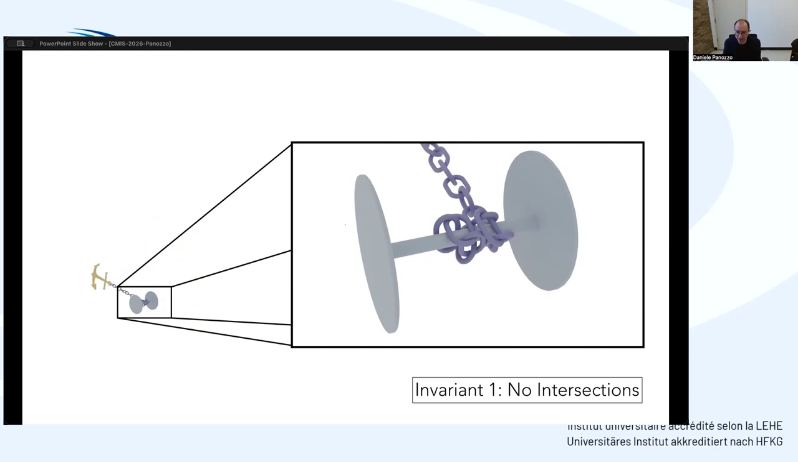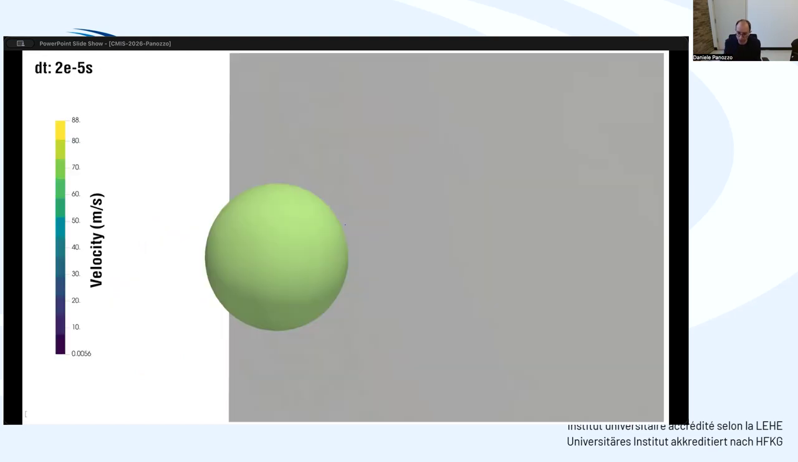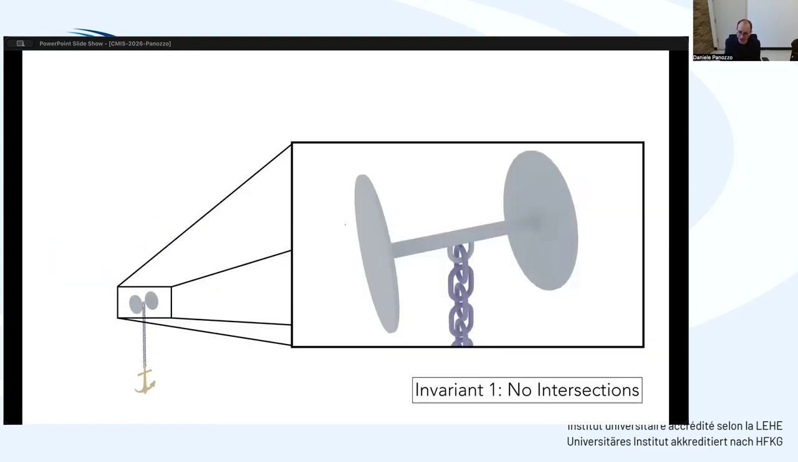So one guarantee is no intersection no matter what. So the initial state has to be intersection-free. The final state is of course intersection-free. And not only this, but also the entire trajectory in solution space over time is guaranteed to be intersection-free.